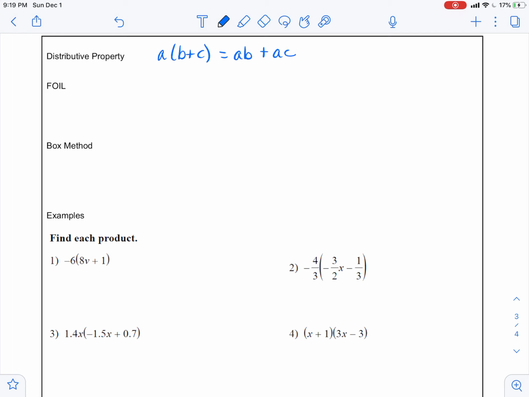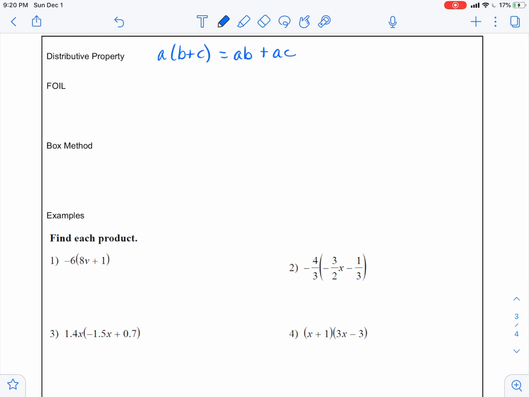Now remember that also extends if your polynomial is not a binomial, in this case B plus C, but it could be a polynomial which has 3, 4, 5, however many terms. You're still going to multiply that A by everything that is inside there. So I'm going to go ahead and jump down to a couple of examples here for you.